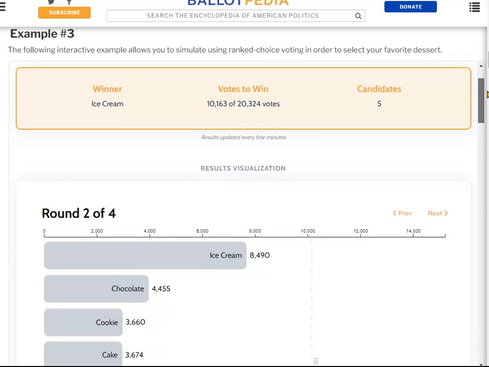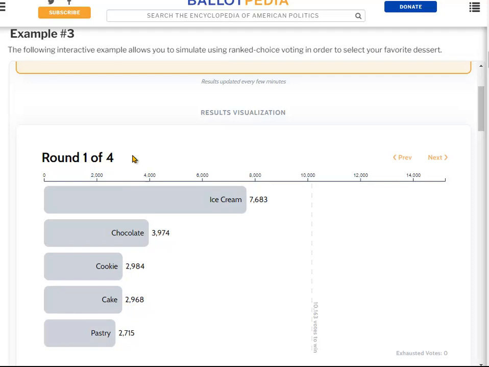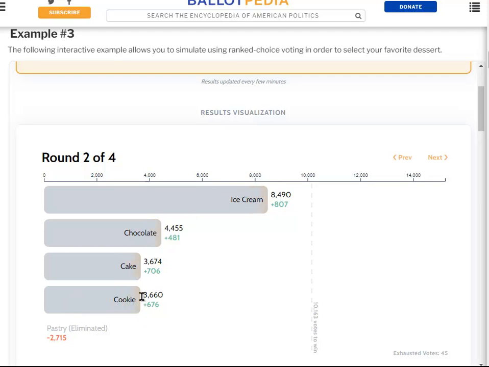So round of 4. Okay, hold on. I just want to start here with round 1 of 4. Ice cream, that's what most people said, and then chocolate and cookie. And remember, I think I chose chocolate first, right? So now pastry is being eliminated, so these 2,715 votes go elsewhere. And they all gained almost equally, right? Actually, whoever liked pastry most liked chocolate actually least. You saw that a moment ago. Here, I'll show you again. There we go. So that's where the least amount of votes go. All the others were almost the same.